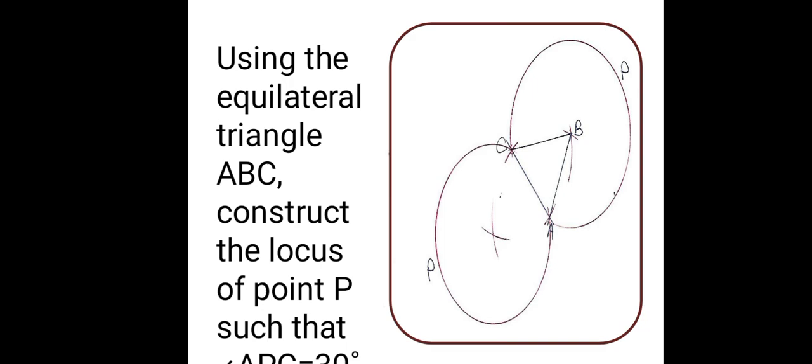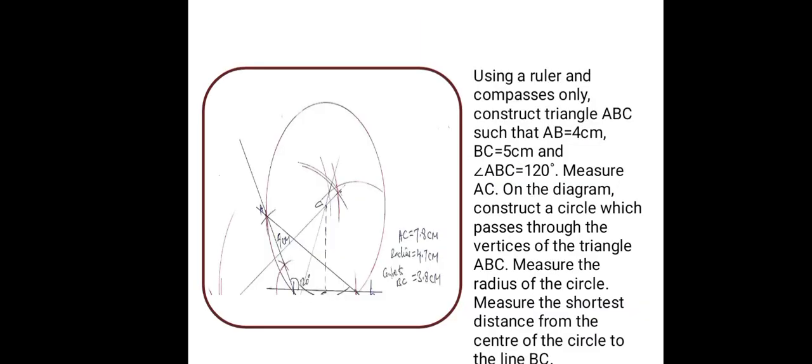Using the equilateral triangle ABC, construct the locus of point P such that angle APC is equal to 30 degrees. Using a ruler and compasses only, construct triangle ABC such that AB, angle ABC is 120 degrees. Measure AC. Construct a circle which passes through the vertices of the triangle ABC. Measure the radius of the circle. Measure the shortest distance from the center of the circle to the line BC.